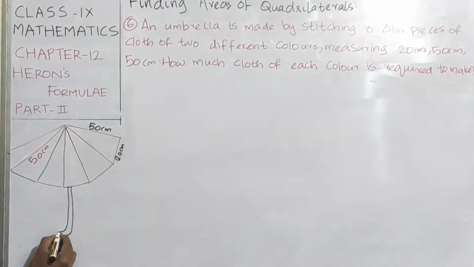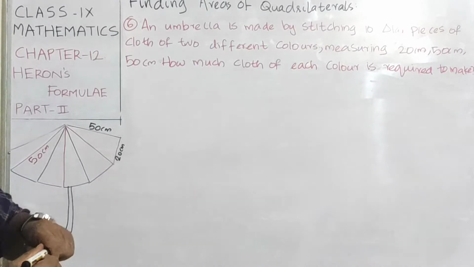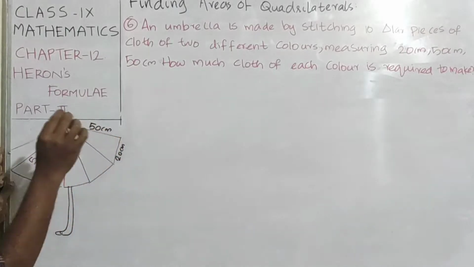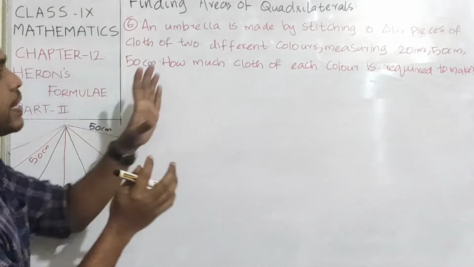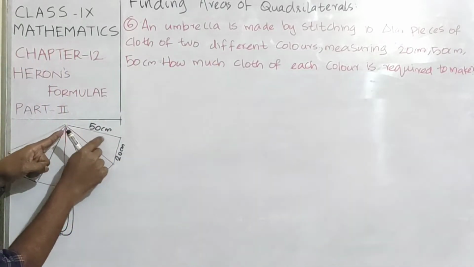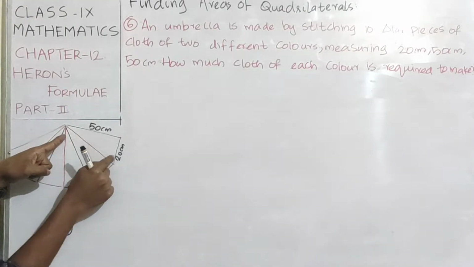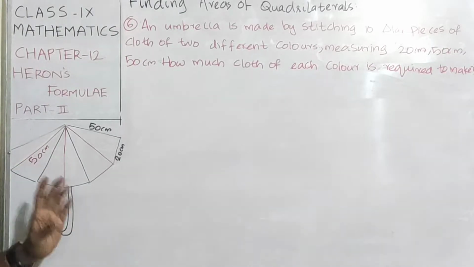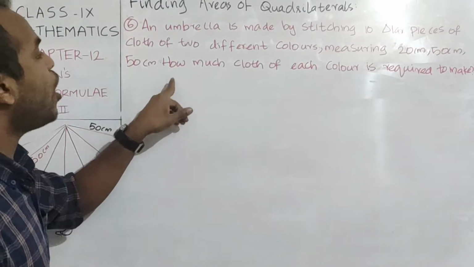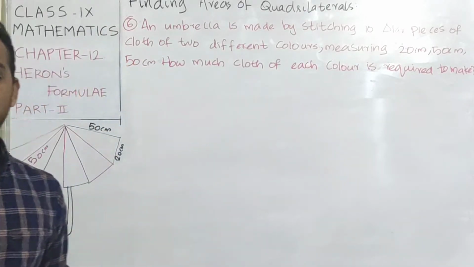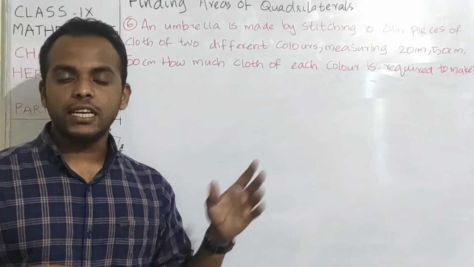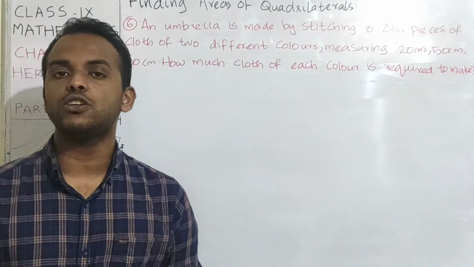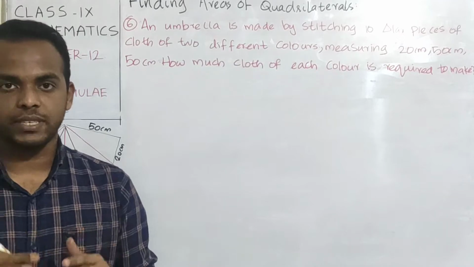So here is the stand, or the hand of the umbrella. Now measuring 20 centimeter, 50 centimeter, 50 centimeter, that is the length of each triangle. How many triangles are there? 10 triangles are there. Each triangle has the measurement of 50 centimeter, 20 centimeter and 50 centimeter. So these are the dimensions of the triangle. Now, what's the question? How much cloth of each color is required to make it? In such a case, how much cloth means we need to find the area of the total cloth that is required to make the umbrella.